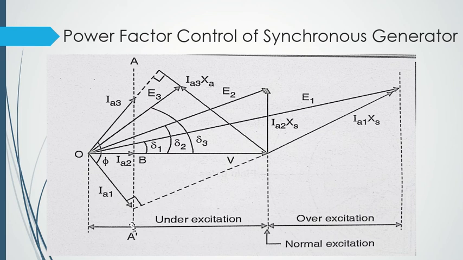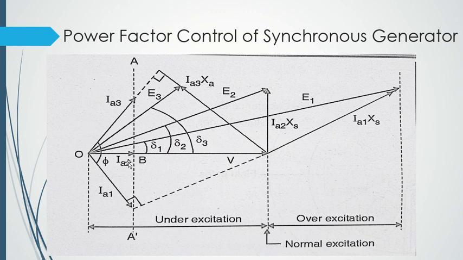Now let's say the excitation is changing, we are changing excitation from IF1 to IF2. What will happen? Current will also change. This time the current will become IA2. We are changing excitation IF1 to IF2, so my current will be IA2. See, and my current is in phase with the load voltage, the voltage across the load.